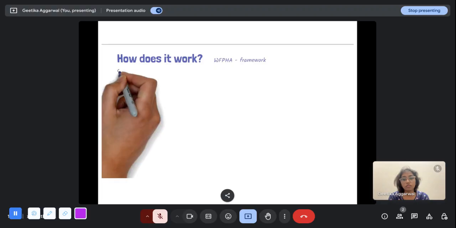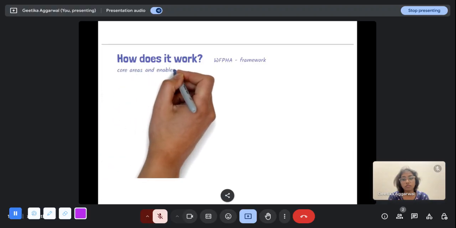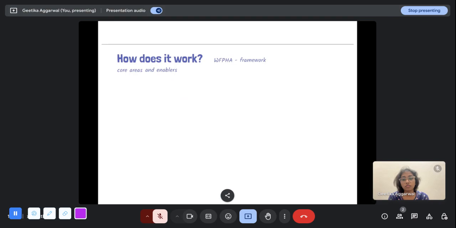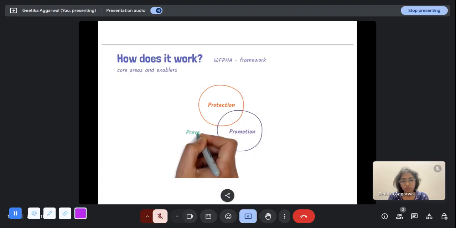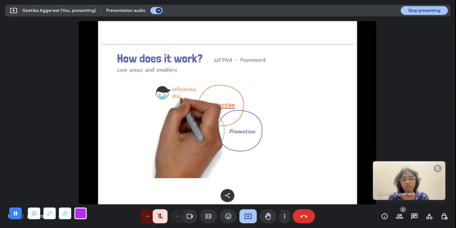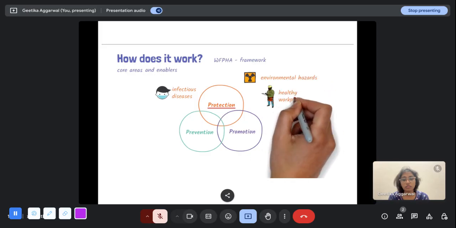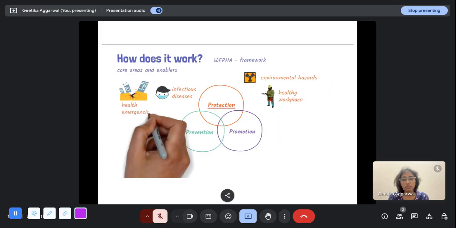There are three core service areas of public health and a group of enablers that ensure that these services can occur effectively and efficiently. The three core areas of public health are protection, promotion, and prevention. Protection is about protecting the health of the population. This includes controlling infectious diseases, managing environmental hazards, ensuring a healthy workplace, and managing health emergencies.